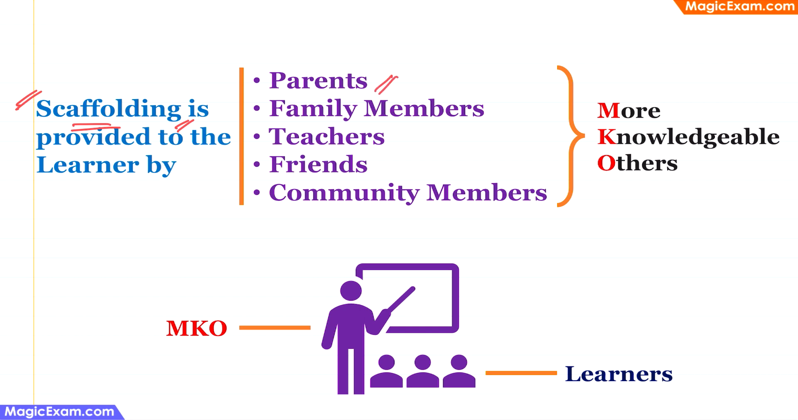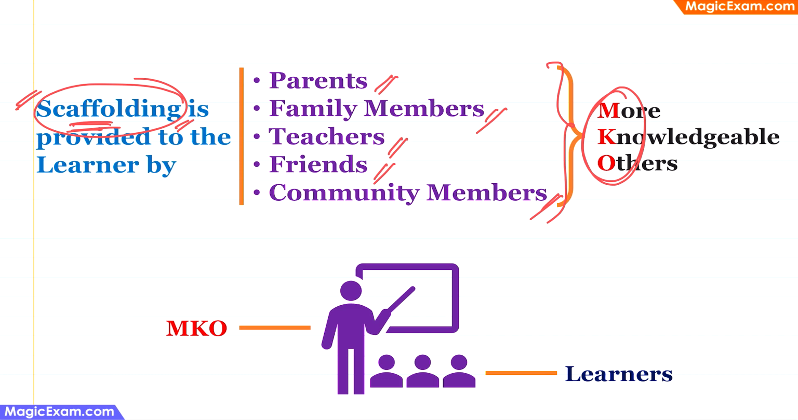It might be parents, it might be family members, it might be teachers, it might be friends, it might be community members. So anybody who is providing this temporary support or training or assistance or guidance to the student or the learner, that temporary support is scaffolding. And for that person to be able to help the learner, that person should know more than the learner. So that person who is providing the scaffolding will be the more knowledgeable other, or the MKO.